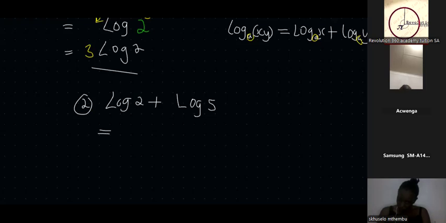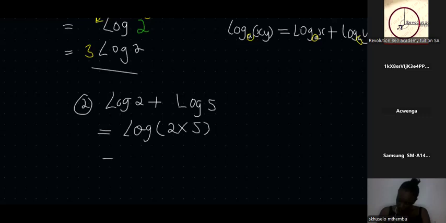So with regards to this one, log 2 plus log 5, you use law number 1 again. You write it as what? That will be the log of what? The log of 2 times 5. And after that, you're going to write log, then you say 2 times 5 on the calculator, you're going to get 10.